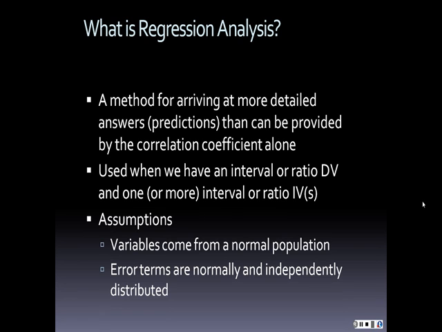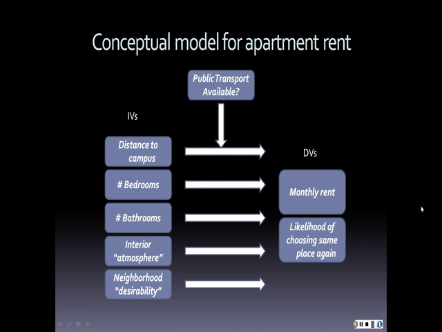Assumptions that we make include that the variables come from normal populations, and the error terms, which we won't really focus on in this session, we assume that they're normally and independently distributed.